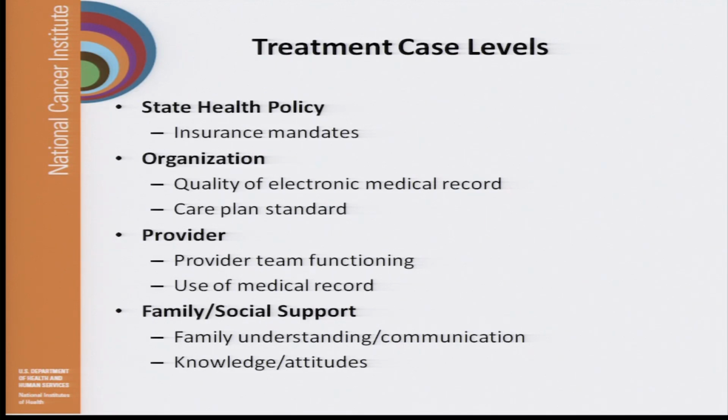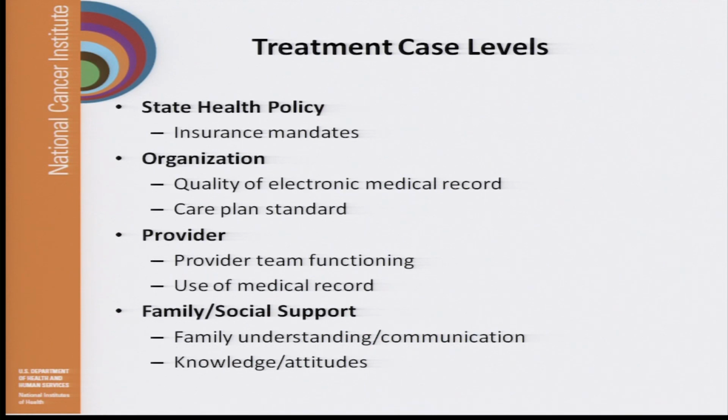Again, there are several potential levels for intervention. State policy, for instance, has a role in insurance mandates and what types of care may be mandated. Healthcare organizations can look at the quality of their electronic medical record and how might that be used to improve communication between the patient, but also communication between providers. And does a community health, a cancer center, for instance, institute a care plan standard of behavior that they expect their providers and team to carry out? In other words, is the provider team functioning then, and do they use a good electronic medical record system? In terms of transitions and treatment and survivorship, family understanding and communication is very important. What intervention strategies might work there to improve knowledge, attitudes, and their own skills?